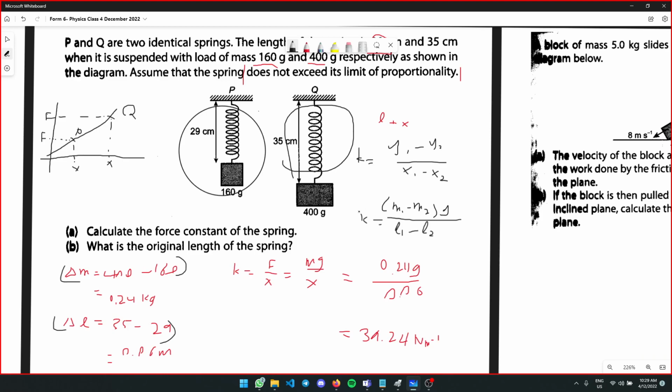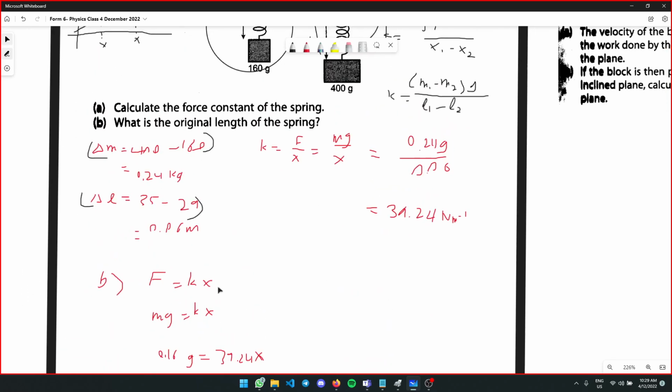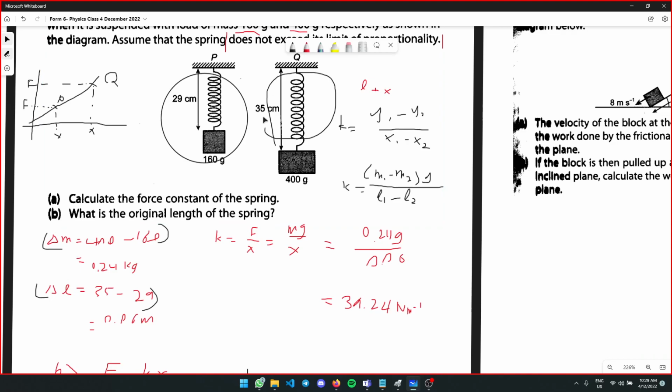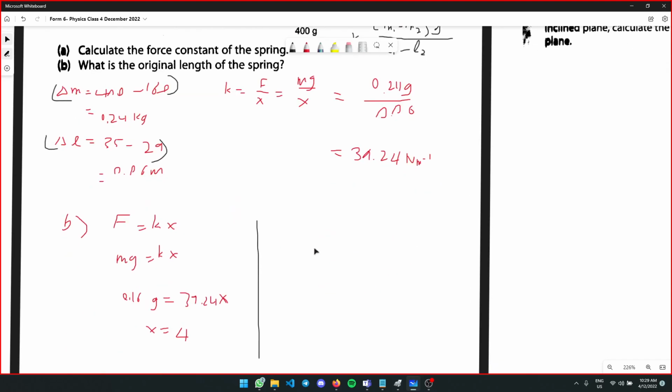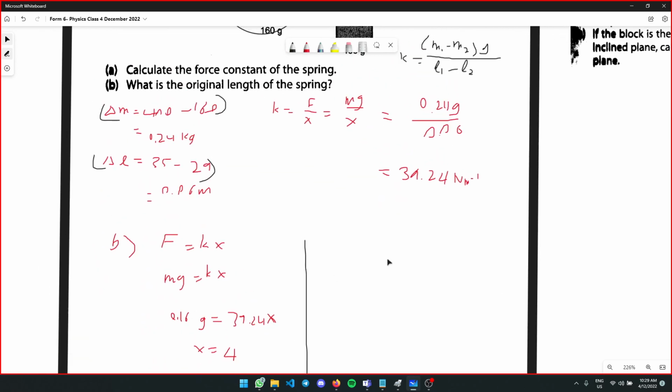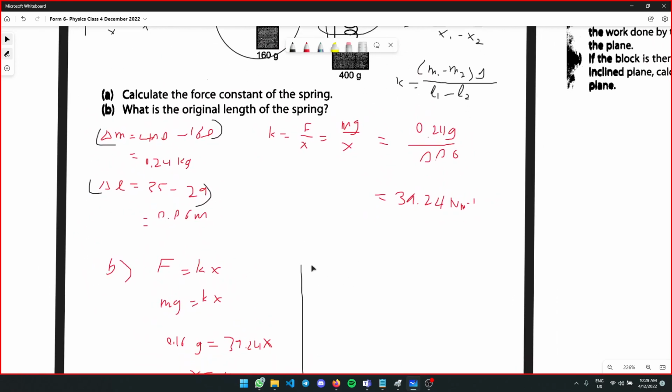That is why we minus 2 just now. You can do it straightforward, you can just do y1 minus y2 also. But I wanted to separate the values. You can do it straightforward also, no problem. You can also use both of them. Here I use 0.16 g. You can also use the other one, 35 and 4. Mg equals to kx, you can also use that. You still get the same answer.